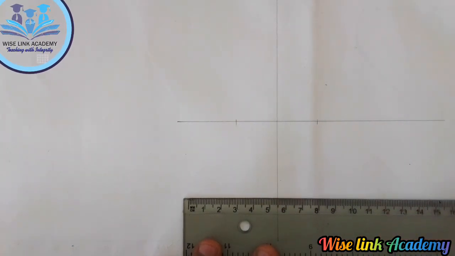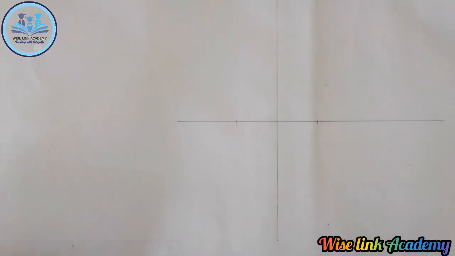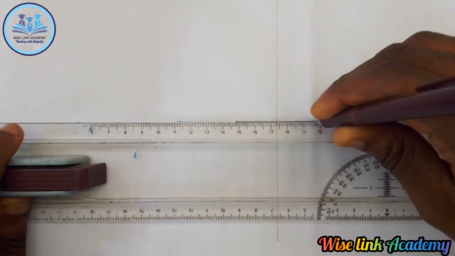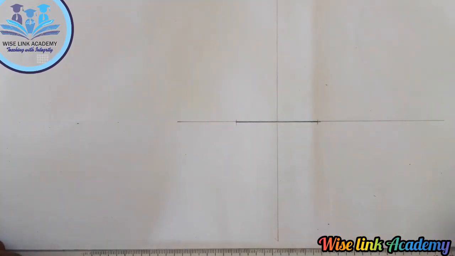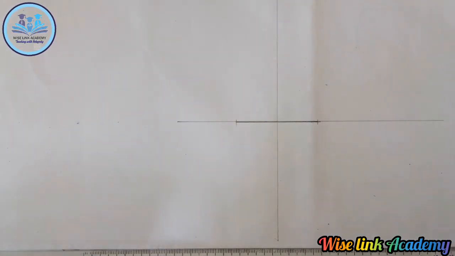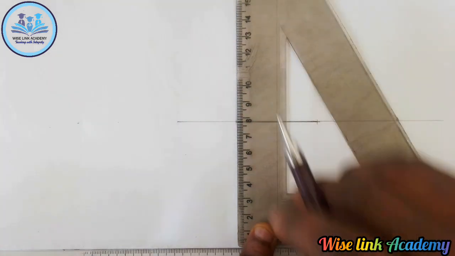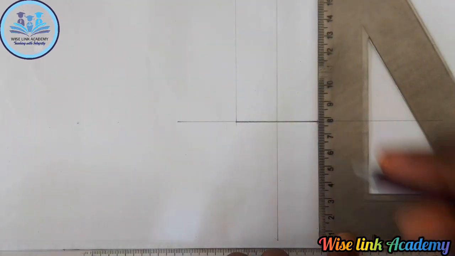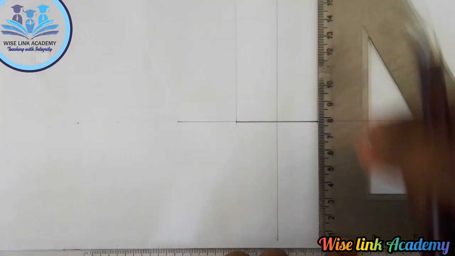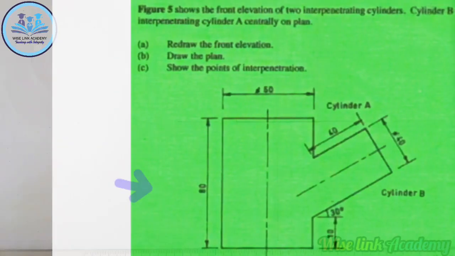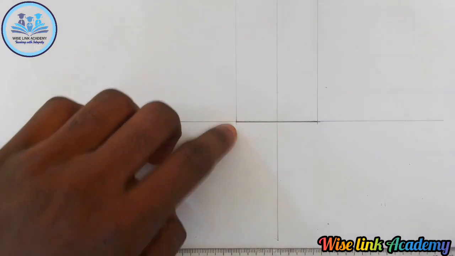Then I will take my T-square, taking that point, taking this one. Next up, I will take my set square this way and project this line upward. Come to this place and project this line upward. Now, the height of the cylinder is 80.